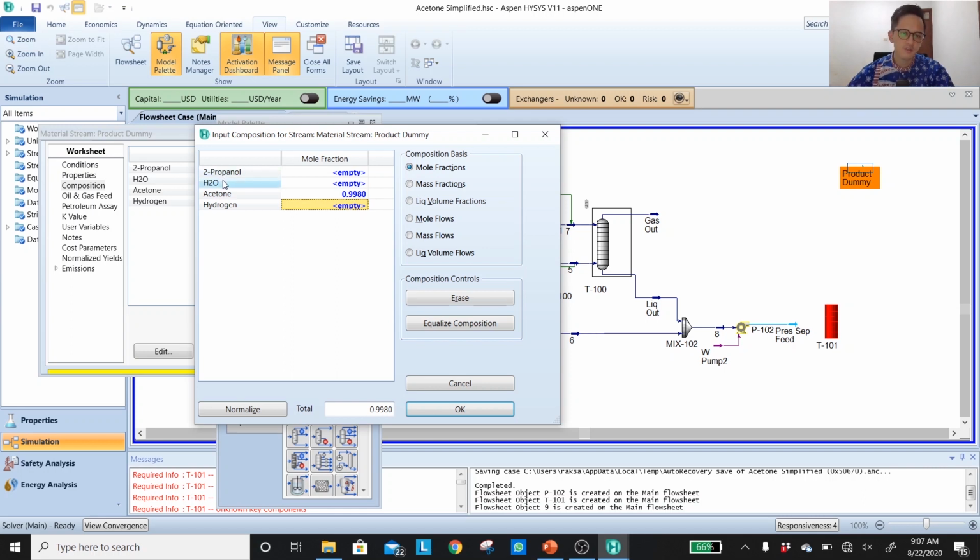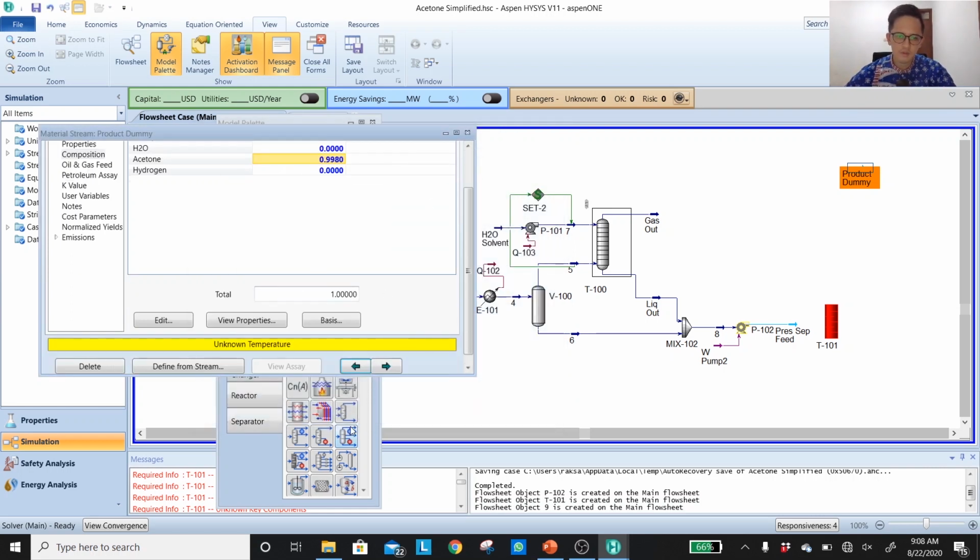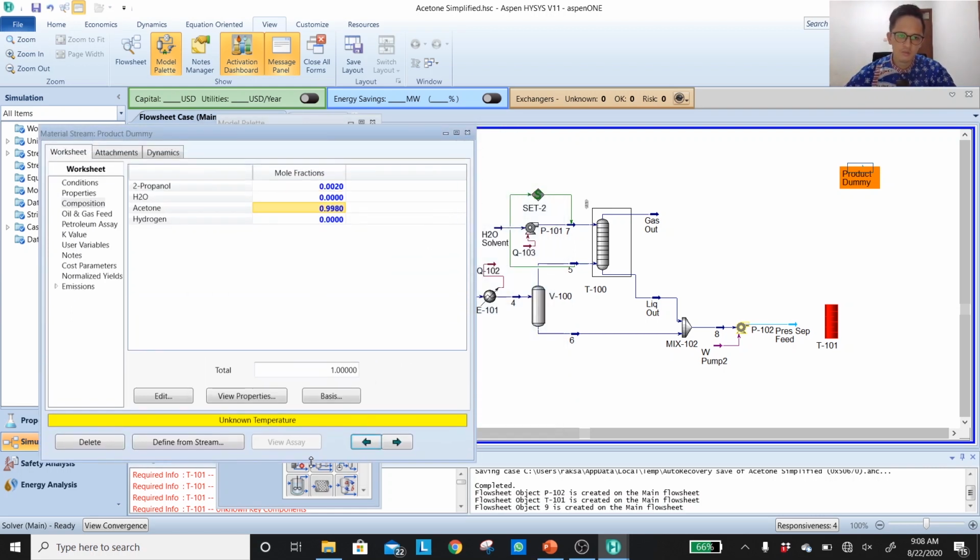Okay, so you have to think which one is lighter, propanol or water. The lighter one will come along with the product. In this case, propanol is lighter than water, so I will put it as 0.2%. Okay, so the composition is ready.